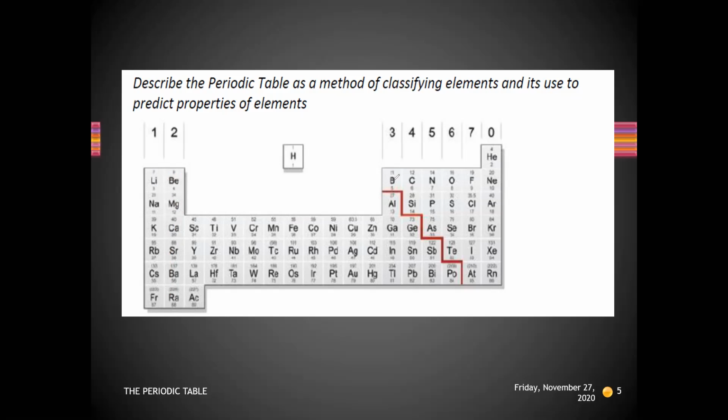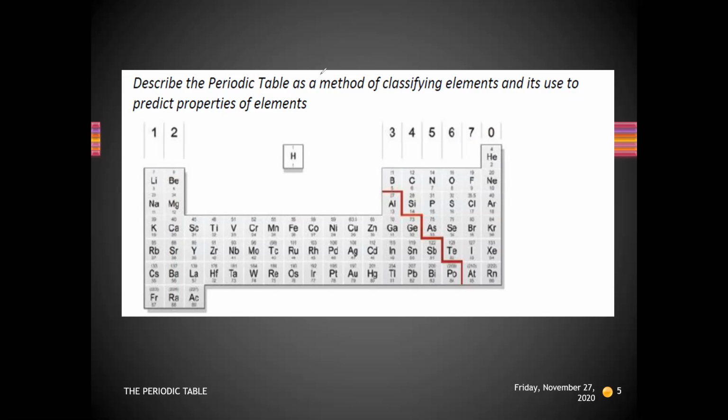Group 3, what does it show? Group 3 will have 3 electrons in the last shell. Group 4 will have 4 electrons. Group 5 will have 5 electrons. Group 6 will have 6 electrons. Group 7 will have 7 electrons. And this is also called group 8 or 0 group. Group 8 has a complete shell. That's why it is also known as 0 group.